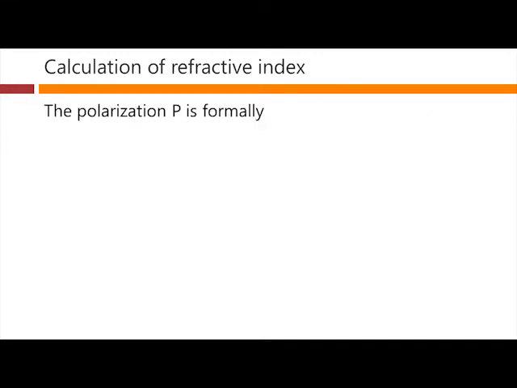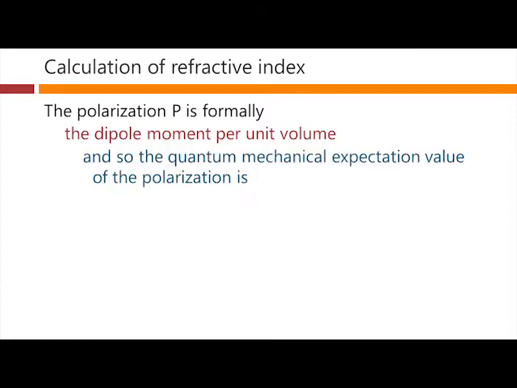Well, the polarization then, P, is formally defined as the dipole moment per unit volume. So we might imagine that we had a lot of atoms inside some volume, and each one of them was polarized with this little dipole moment, and then the polarization as a quantity would be formally defined as the dipole moment per unit volume. And so the quantum mechanical expectation value of the polarization would look like this. It would be the expectation value of the position of the electron multiplied by the electronic charge, here with a minus sign, and divided by the volume in which this electron system was sitting.